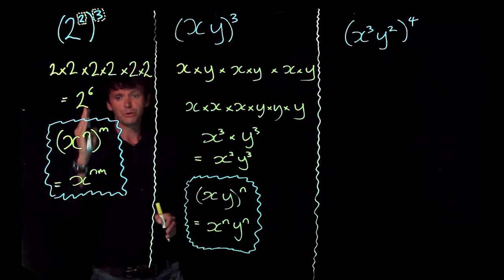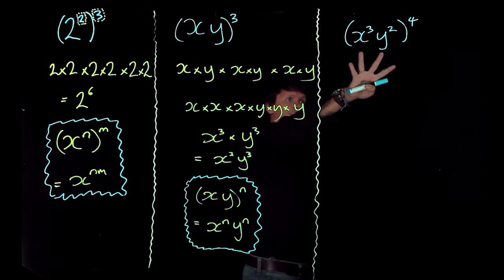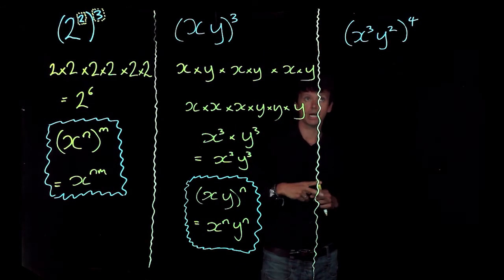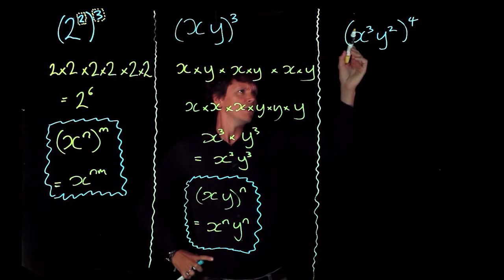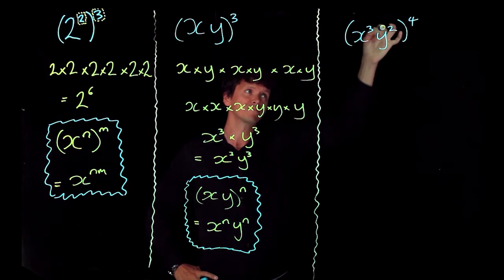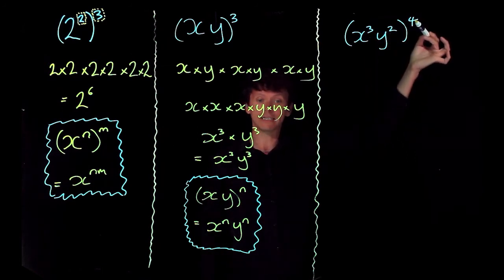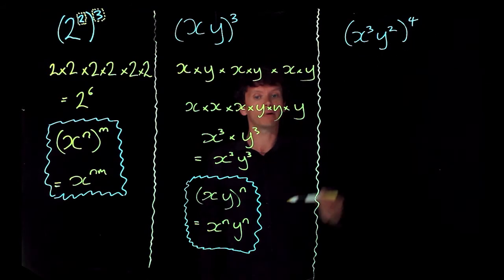And now we're going to use both of these things that we've just shown to attempt this fairly complex piece of algebraic manipulation, but it's a step further anyway. We've got a product, but each of the terms of our product is raised to a power. And then that's in brackets because everything in there is raised to the power of 4. x cubed y squared, all to the power of 4.